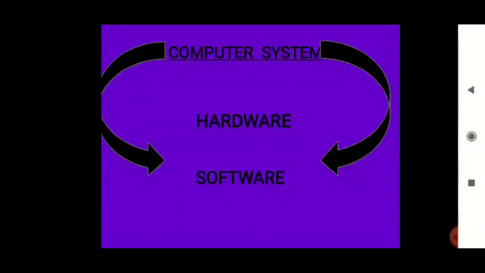In earlier classes we have learnt about the computer, what a computer is. In classes 1 and 2 we all learned about the computer and also the computer system. So now in this lesson we are going to read about the parts of a computer system, that are hardware and software.